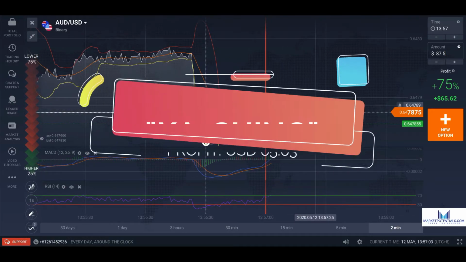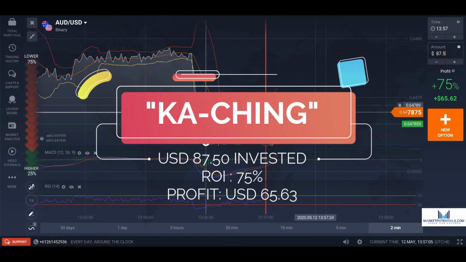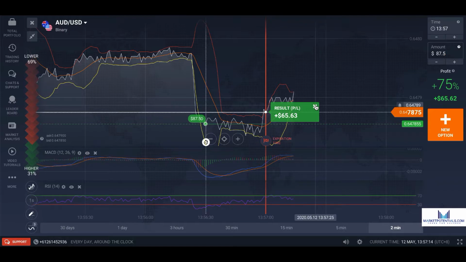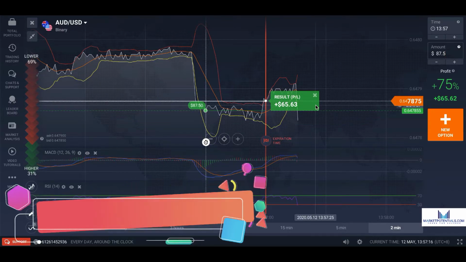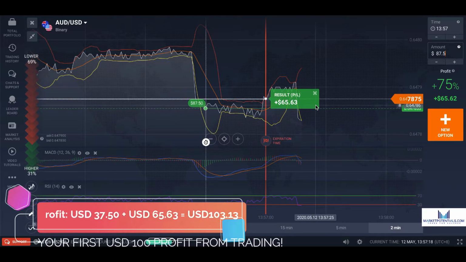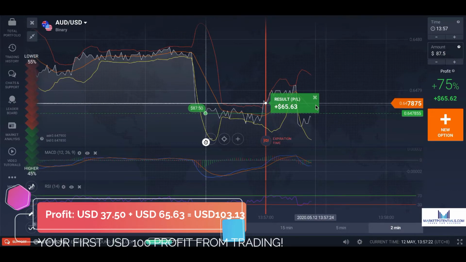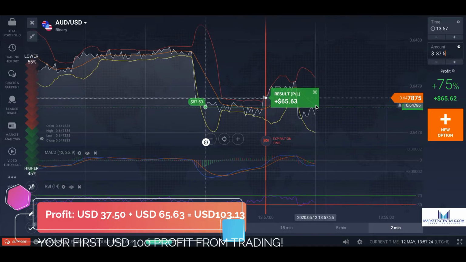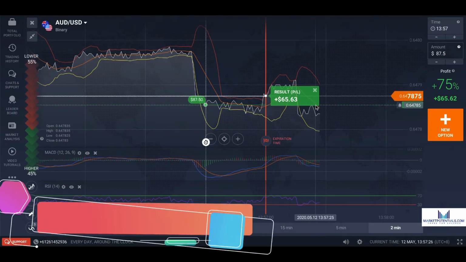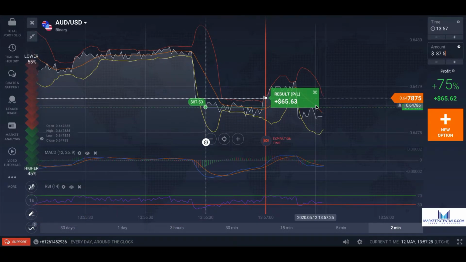So guys, I just showed you how you can earn your very first $100, okay? So we made $37.50 from the first trade, and in the second trade, we made $65.63. So total profit for today, this afternoon, in just a couple of minutes, is $103.13. As promised, your first $100 in your account right now.